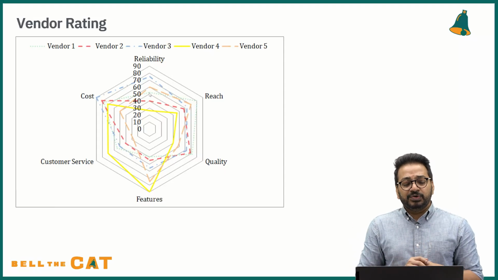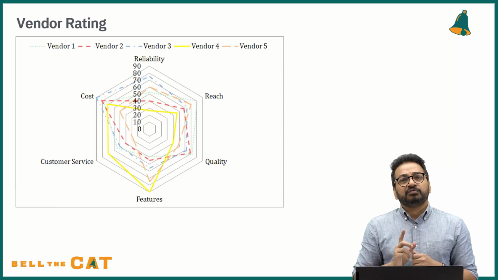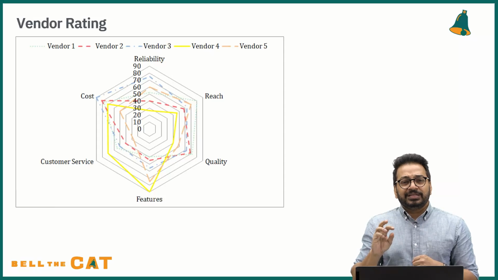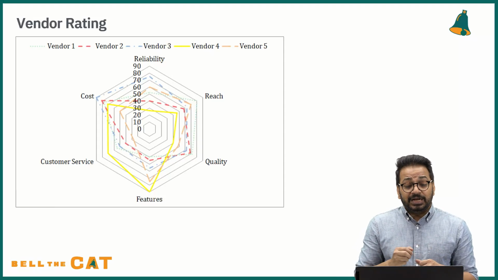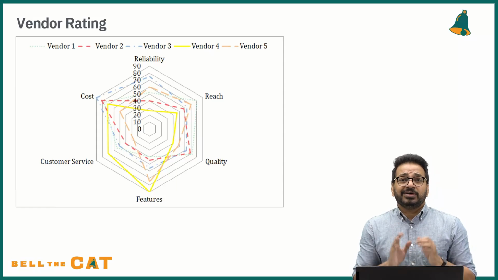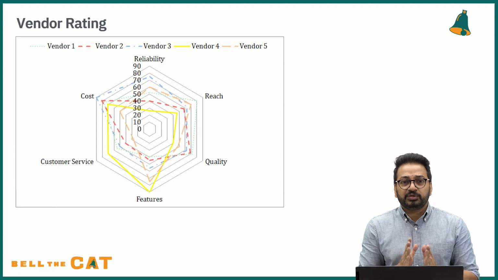Now they've given you this. Now you might think, 5 vendors, 6 parameters. That means how many values? 5 into 6, 30 values. That I need to look at this graph and actually calculate 30 values. How much time will that take? If you have to do it properly, you have to draw a table. It will take you 3 to 4 minutes if you want to do it correctly, and you'll double check.